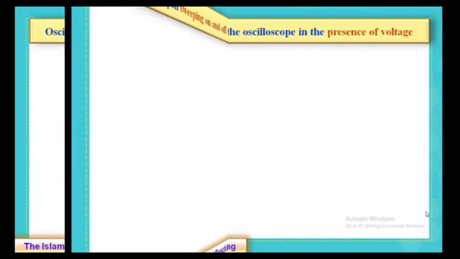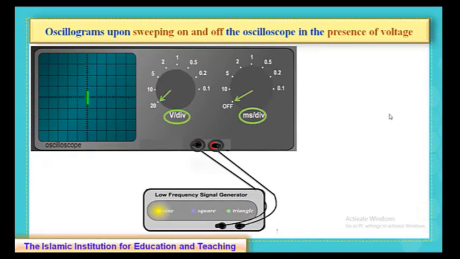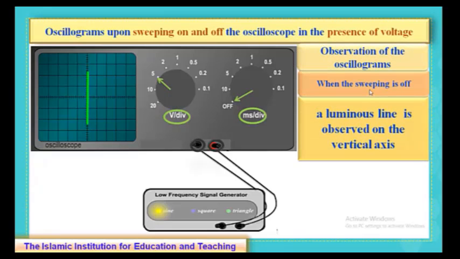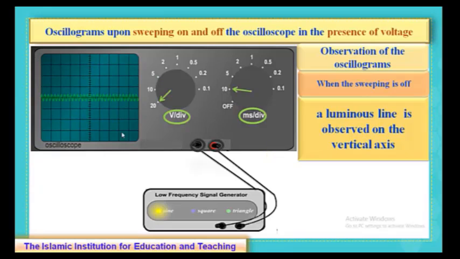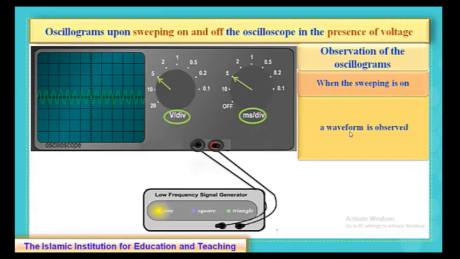Now, in the presence of the voltage and when the sweeping is off, or when the SB button is adjusted on the zero level, a luminous vertical line appears on the vertical axis. This vertical line becomes longer and longer as the vertical sensitivity decreases. So, when the sweeping is off, a luminous line is observed on the vertical axis. Now, when the sweeping is on, a luminous wave appears on the screen. This wave changes its height and its number of cycles as the SV and the SB sensitivities change. We will discover this later on. So, when the sweeping is on, a waveform is observed.